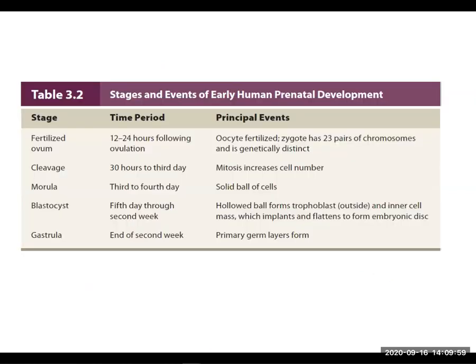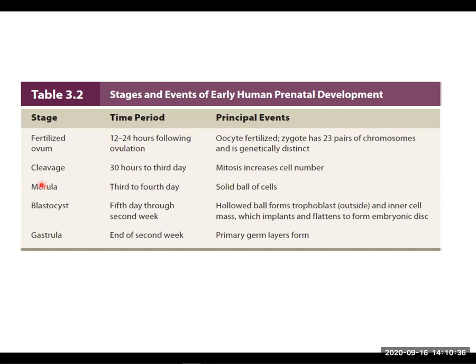All right, so this table summarizes the different stages and their terms. This summary basically only summarizes the first 2 weeks, because after the 2 weeks is the embryo development. So here we have the fertilized ovum cleavage to form the morula. Morula will turn into the blastocyst.